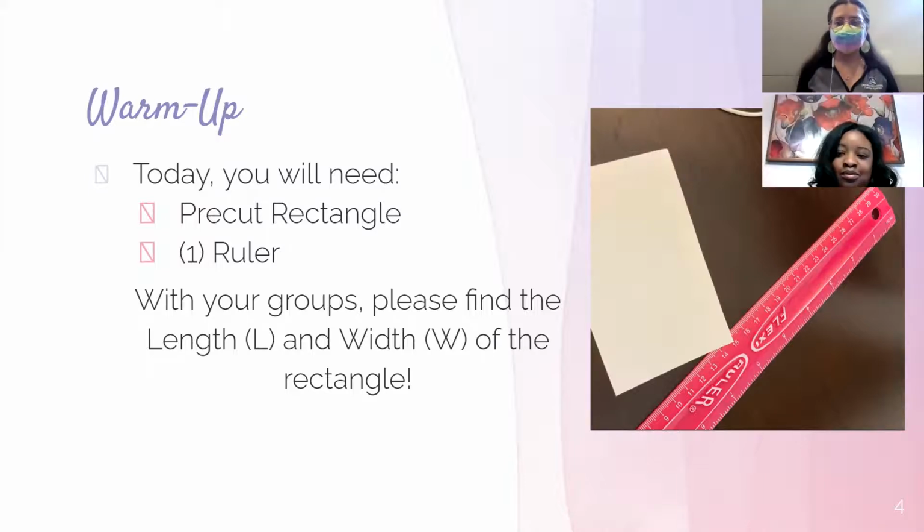Okay, now let's see if your answers are correct. So remember, we want to get the edge of it aligned with the ruler. So you can see here, that's going to be the length because that is our long side. And now we're going to measure the short side. So remember, line it up. There you go.